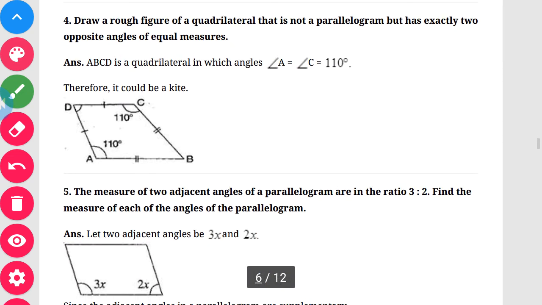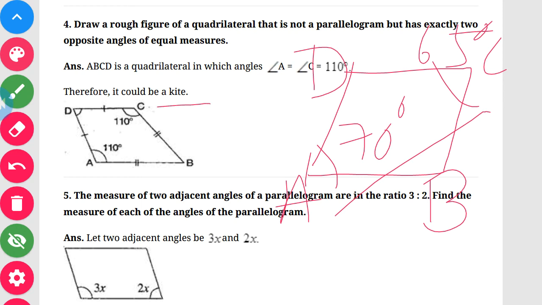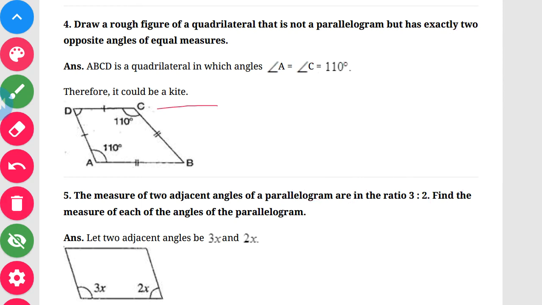So here, the fourth one. Draw a rough figure of a quadrilateral that is not a parallelogram but has exactly two opposite angles of equal measure. So here if you just see, that is not a parallelogram. Why? Because angle D is not equal to angle B. Angle B is different and angle D is different. Only one pair of opposite angles are equal. So this could be the case of a kite. Keep in mind, you can just do it by yourself also, no problem. Then we'll go with the next one.